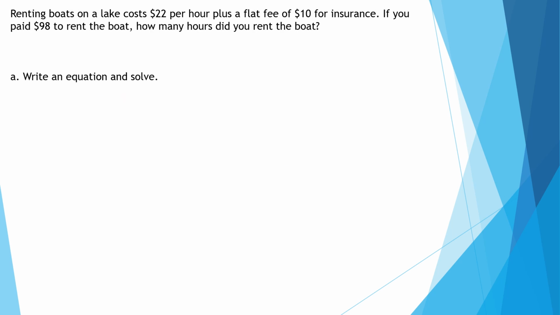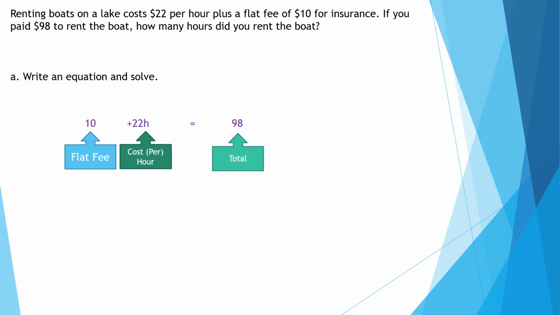Renting a boat on a lake costs $22 per hour plus a flat fee of $10 for insurance. If you paid $98 to rent the boat, how many hours did you rent the boat? So first we're going to write what we know. We know that $10 is the flat fee for insurance. We know that $22 is the amount it costs per hour. Remember, per is the multiplication, so it's going to be multiplied by the number of hours. And 98 is your total.